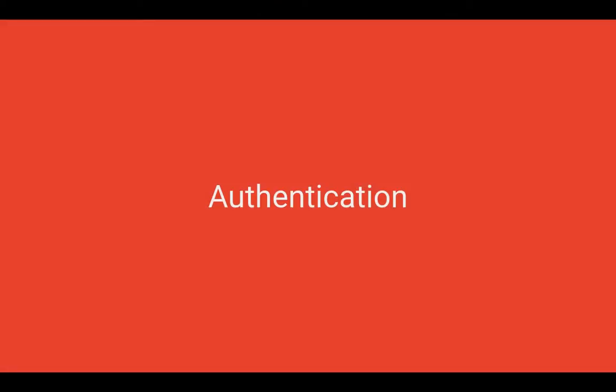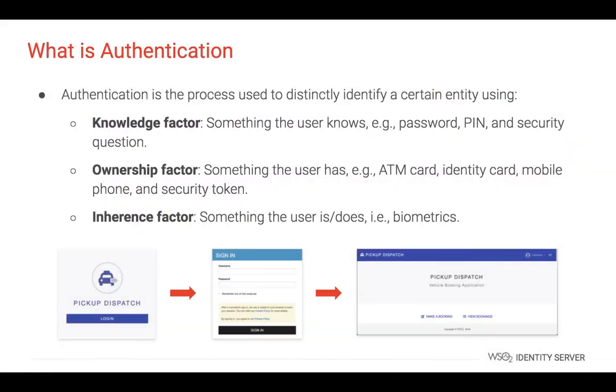Let's begin by understanding what authentication is. Authentication is the process of distinctly identifying a certain entity using a knowledge factor, an ownership factor, and an inheritance factor. The knowledge factor is something the user knows, such as the user password, a PIN, or a security question. The ownership factor is something the user has, such as the ATM card, the identity card, the mobile phone, or a security token. The inheritance factor is something the user is or does, such as biometrics.